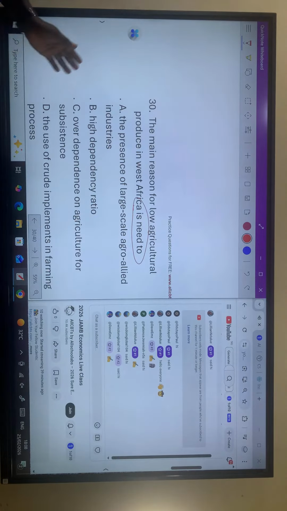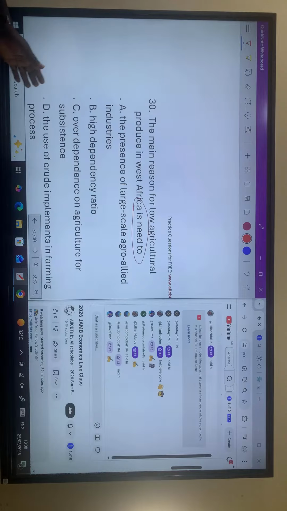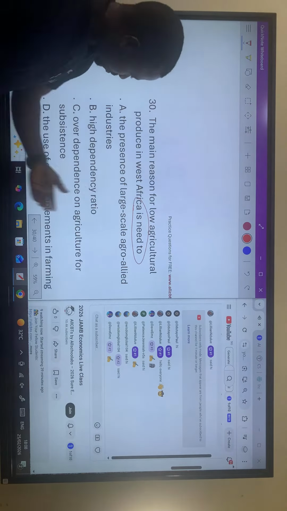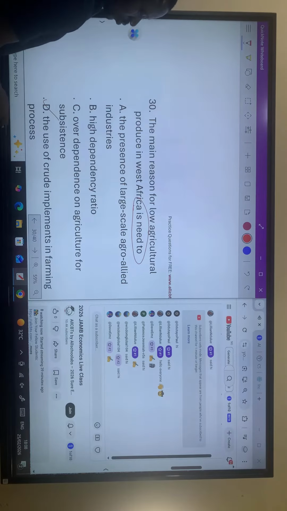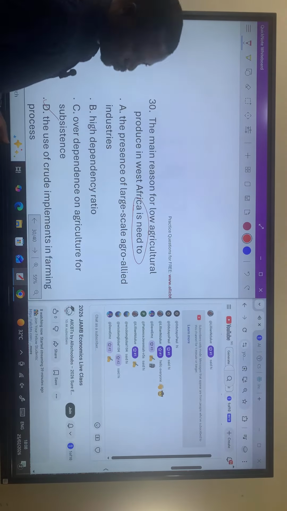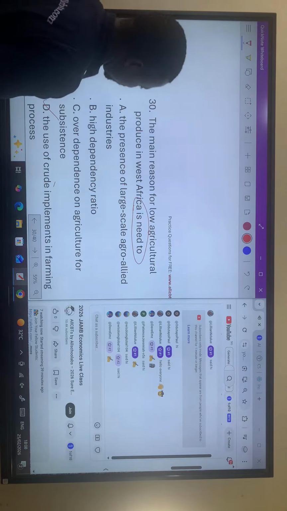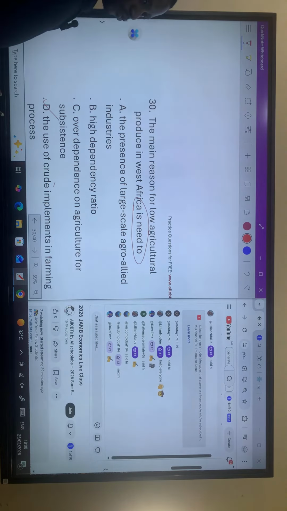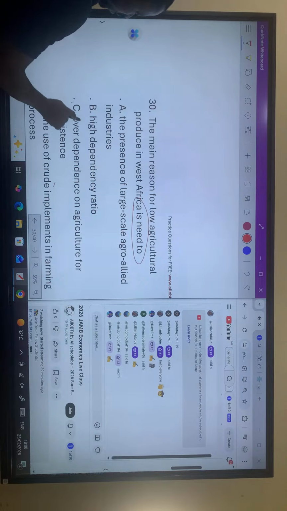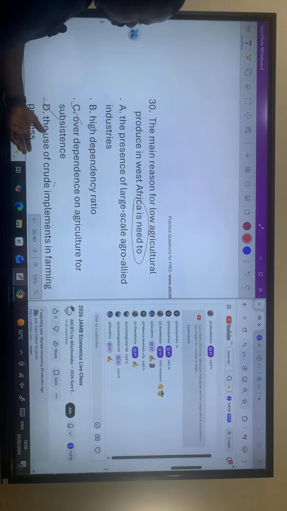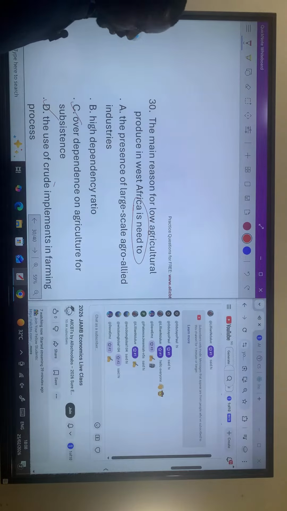Because I can look at it from two perspectives, this question. Why do we have low agricultural production? It's because we use crude implements in farming process. We use crude implement. And with this crude implement, what can we get? We can only produce little, which is for sustenance. Little, only sustenance. Family, friends, village, sustenance. Okay?